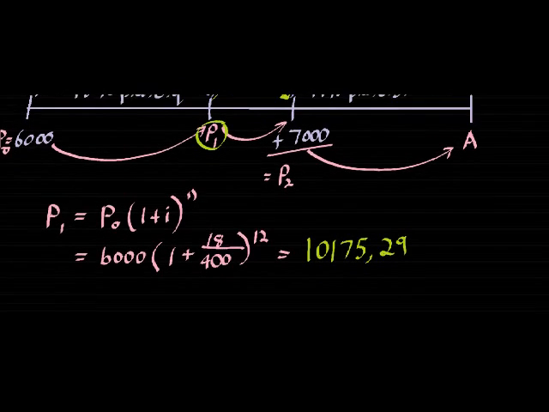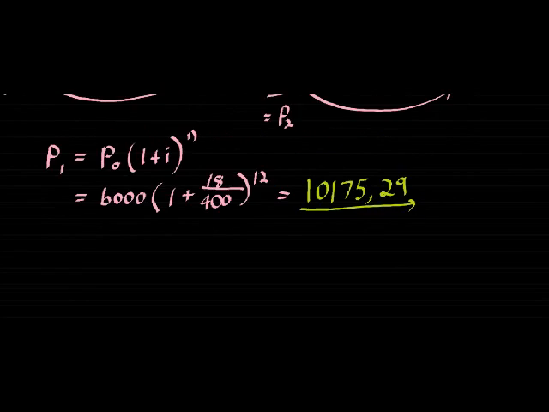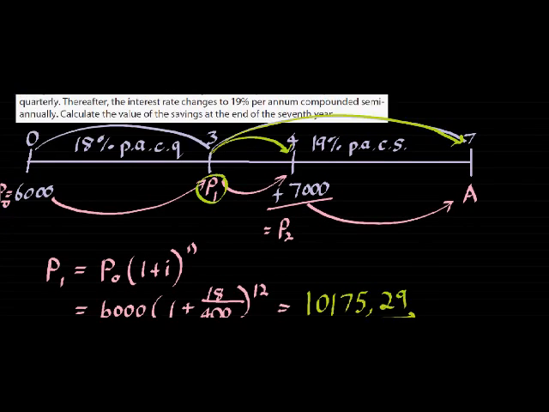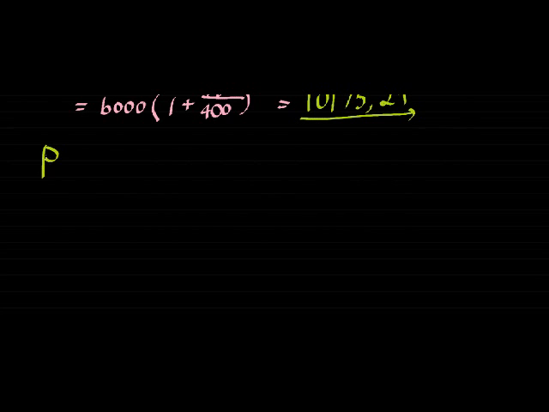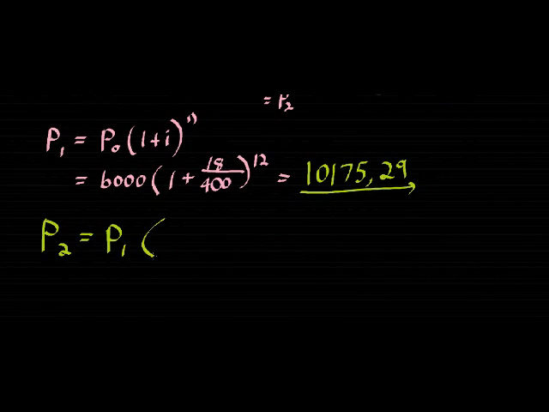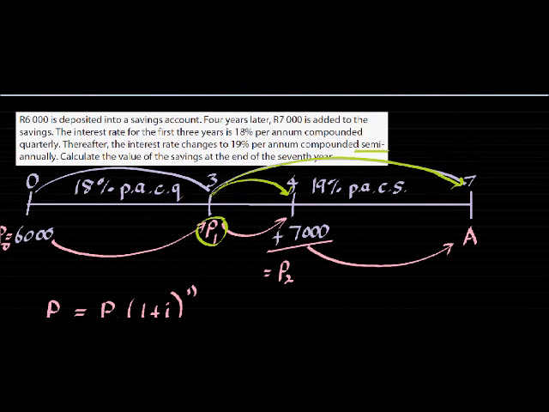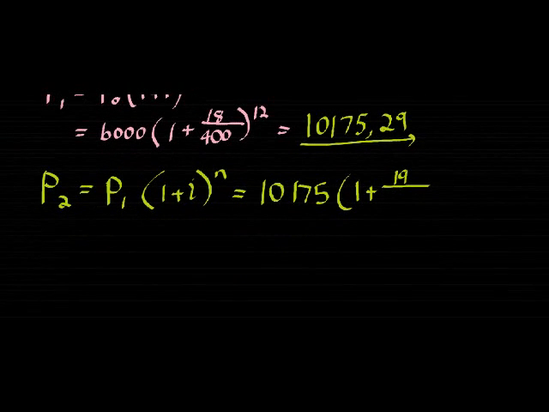At P2, 7,000 rand is added. But what would be this value in that time period? Now look, just remember my interest rate changed. I'm working with a new interest rate now. So this time P2 is still a future value of P1. So P1 is going forward in time, so use the formula 1 plus i to the power of positive n, where I've got 10,175. 1 plus my new interest rate, which is now 19% that I get semi-annually. Semi-annually means twice a year, so I divide by 2 to work out how much I get each time. And not just by 2, but by 200, because I must divide by 100 also.